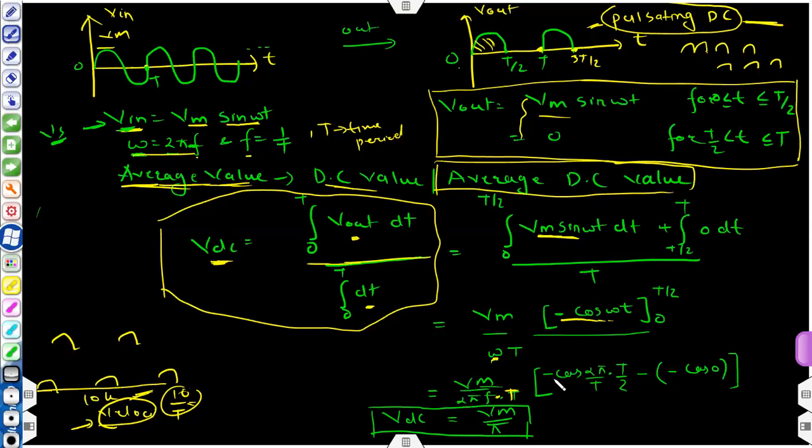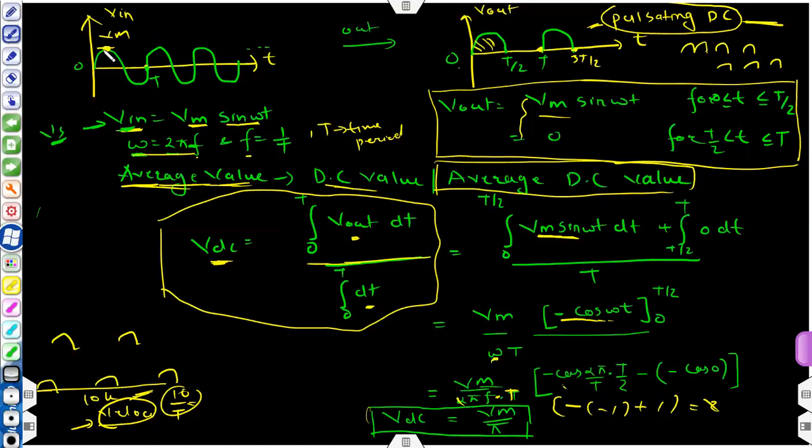So I have Vm divided by 2 pi f, into T, and in brackets minus cos, writing omega as 2 pi f, where f is 1 by T, so omega is 2 pi by T. Putting the limit T by 2, minus of minus cos 0, this becomes minus of minus 1, which is plus 1, giving 2. This 2 cancels with the other 2, and f is 1 by T, so f cancels with T. We are left with Vm by pi. So VDC is given by the simple formula Vm by pi, where Vm is the maximum value of the input voltage.